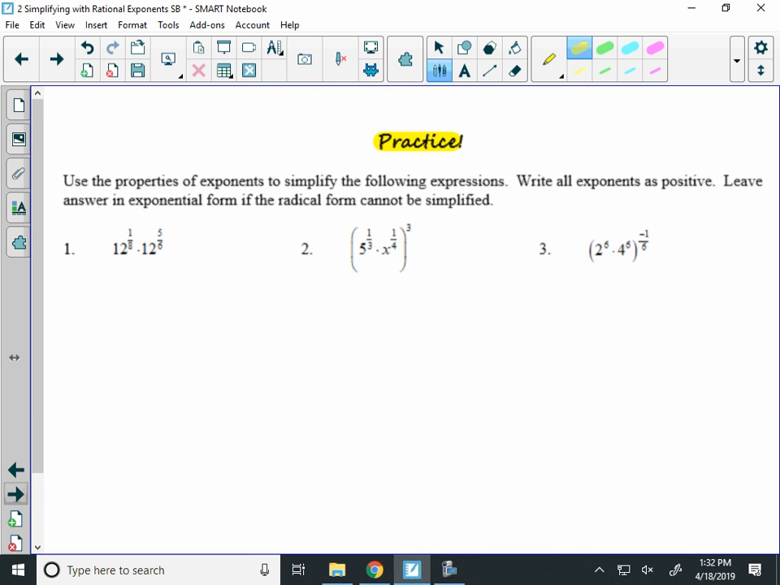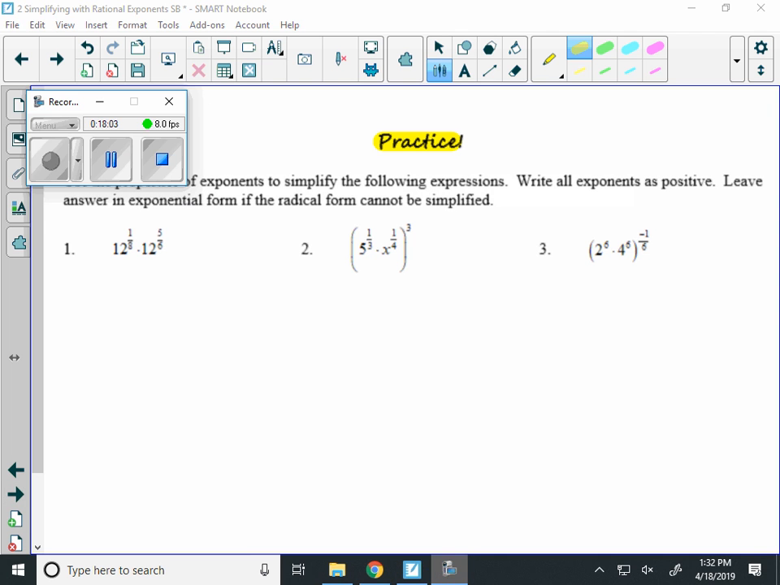So there is a little bit of practice here. Not a lot. If you flip over to the back page, I put the answers on the back.